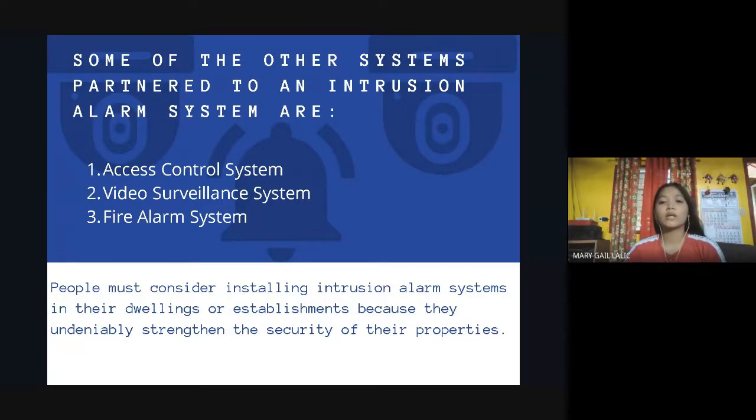Furthermore, intrusion alarm systems may be used with other security systems as part of a combined solution to safeguarding a place of enclosure. Some other systems partnered with intrusion alarm systems are access control system, video surveillance system, and fire alarm system. People must consider installing intrusion alarm systems in their dwellings or establishments because they undeniably strengthen the security of their properties, their houses, their establishments.